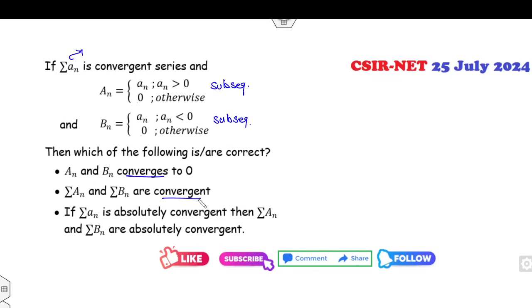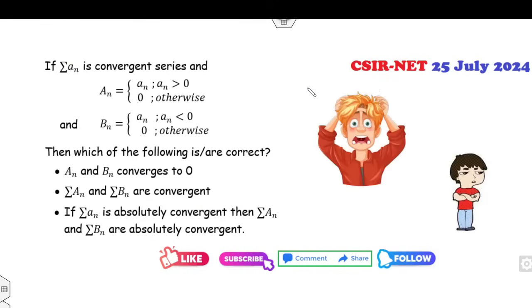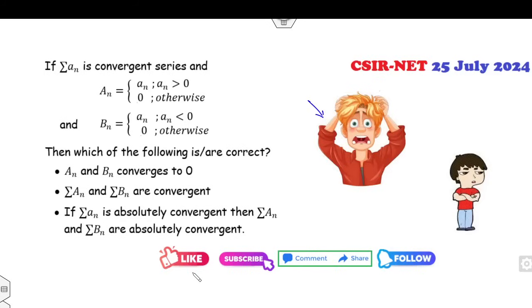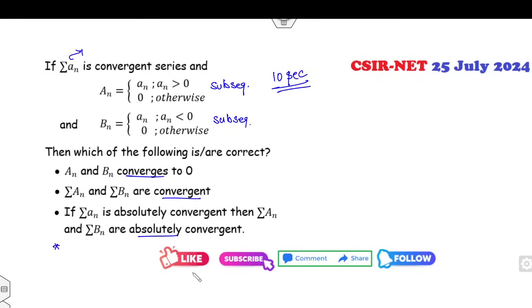Then convergent, absolutely convergent. I didn't know what the fourth option is because the students who sent it to me gave me only three options. Anyhow, once we get the complete question paper of this CSIR NET, I will explain again how you can solve this question in 10 seconds. If you look, this question is very confusing, but believe me, if you watch my infinite series playlist or infinite series lecture, you can solve this question in very few seconds.